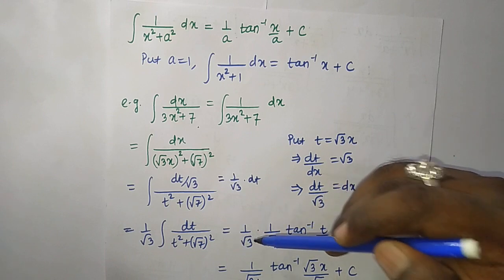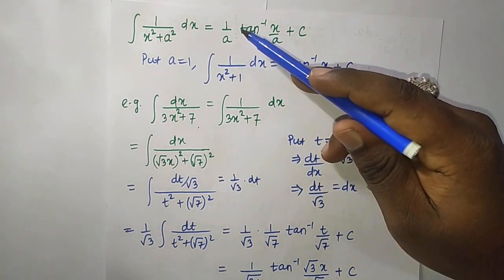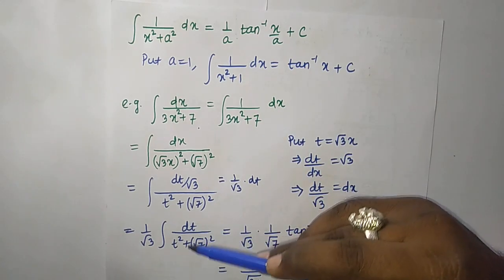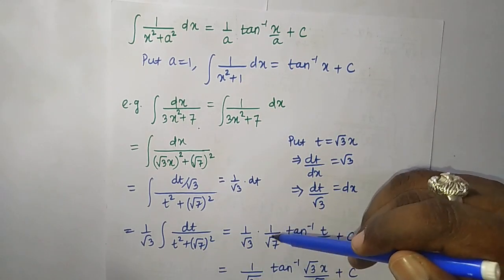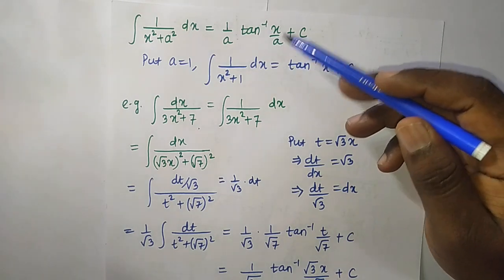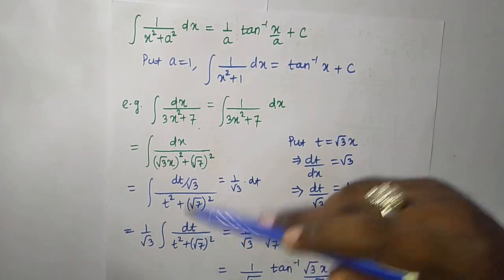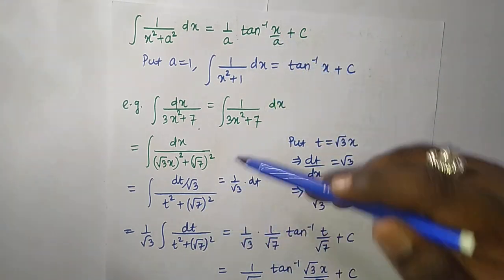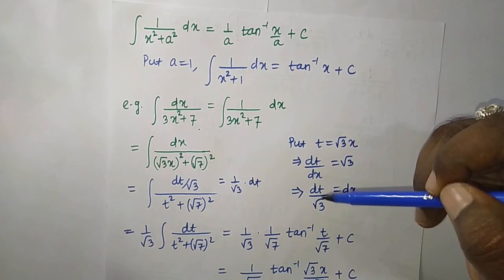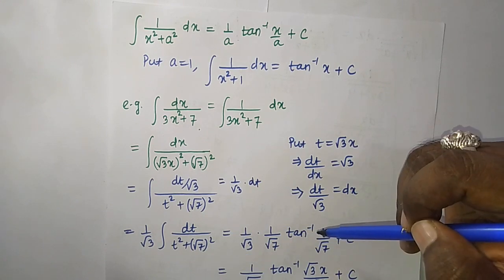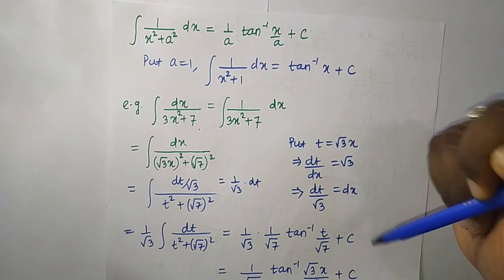This is a constant term. It will remain same. And here it is 1 by a. 1 by a means here in place of a, root 7 is there. So 1 by root 7 into tan inverse x by a, but it is in t form. So t by a, it will become t by a, and in place of a, root 7 is there. So I have written here tan inverse t by root 7 plus c.